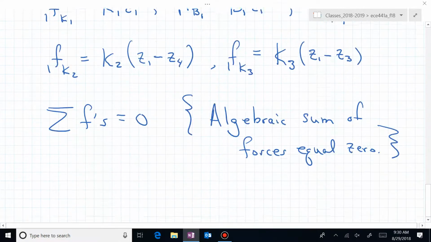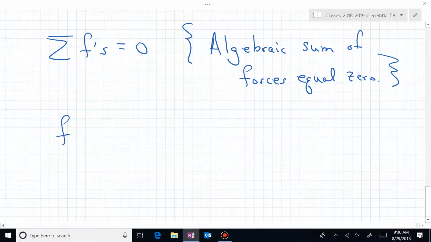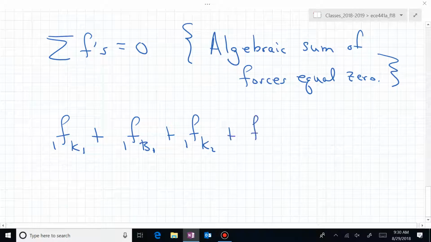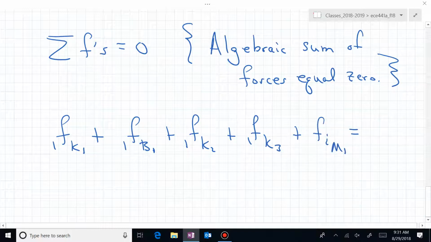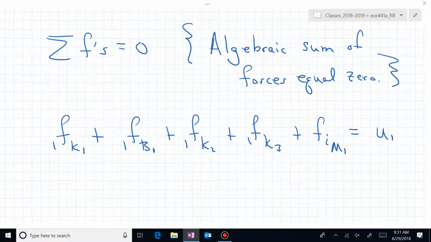So we can label or write these however we want, but we could say F1 K1 plus F1 B1 plus F1 K2 plus F1 K sub 3 is equal to U1. Whoops. How could I forget the inertial? That's why I said I wanted to write it down first, right? Maybe because I dashed it. But we have that inertial force in this case. So we have 5 forces going to the left and 1 going to the right.